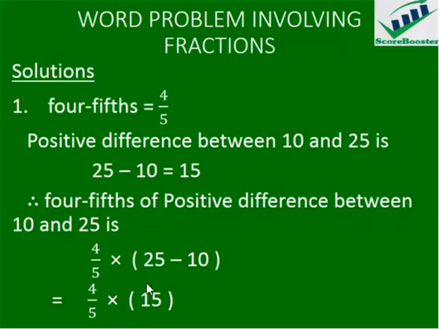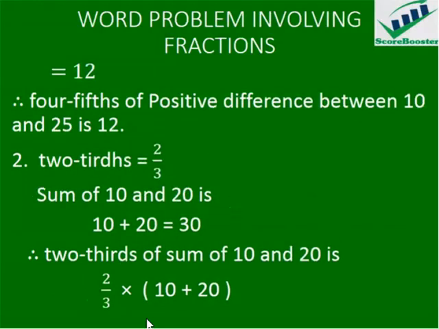So we have 4/5 multiplied by 15. 4 multiplied by 15 will give 60. 60 divided by 5 will give 12. Therefore, 4/5 of positive difference between 10 and 25 is what? 12. So the same thing also applies to the second question.